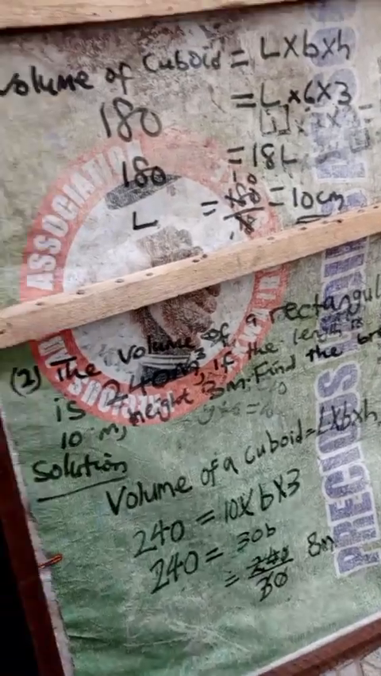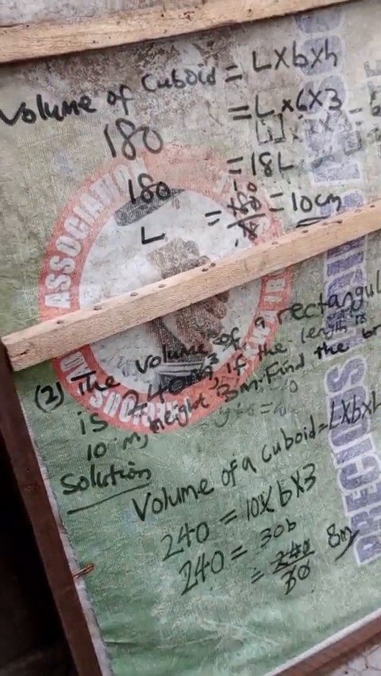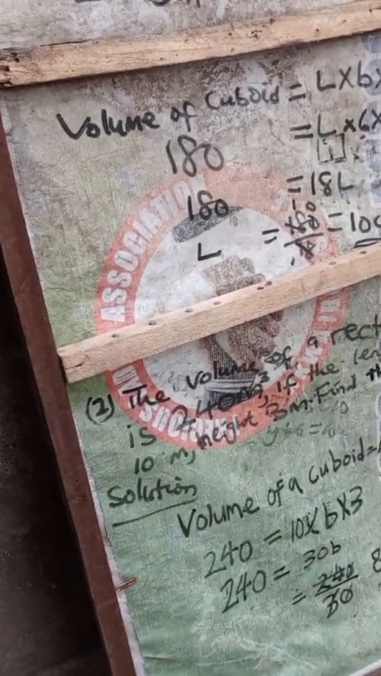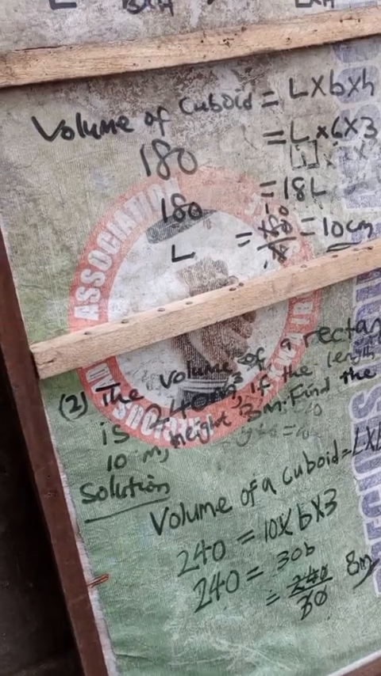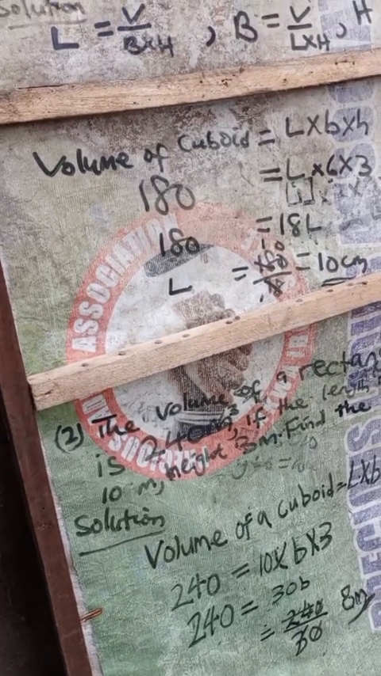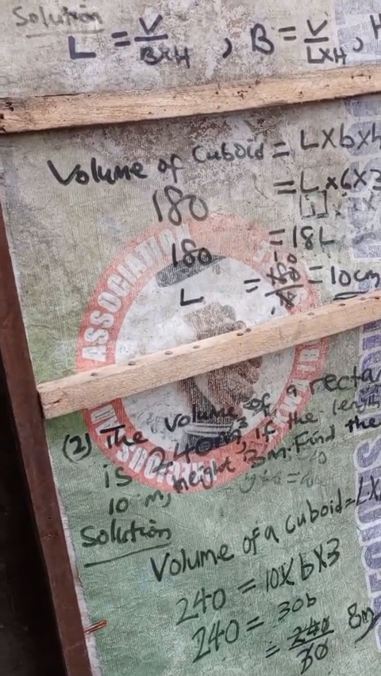You made a mistake. The volume of a cuboid is equal to L times B times H. I thought it was a rectangle. No.